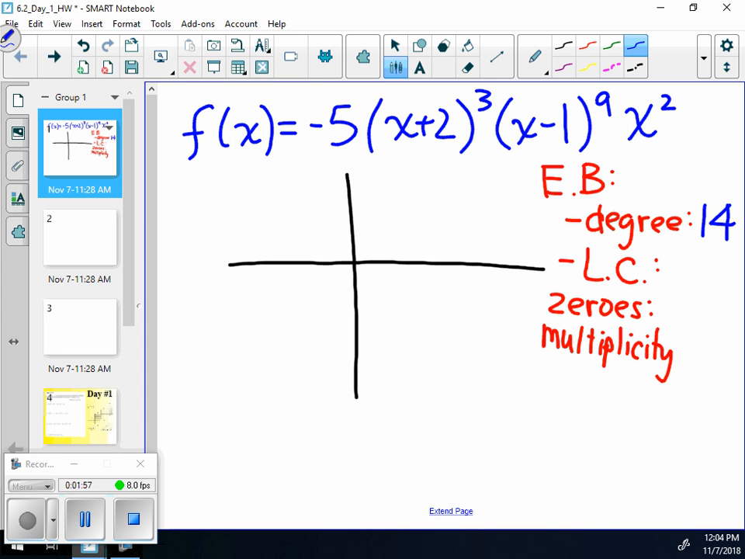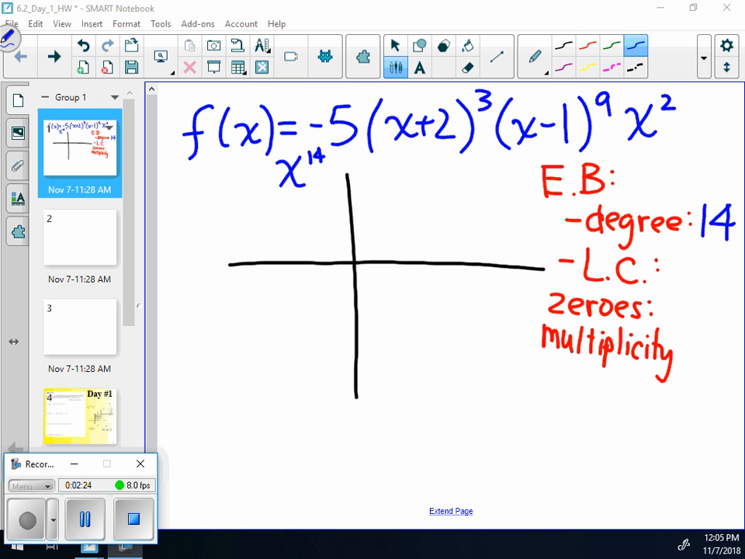So the degree is just looking at the exponents. So we have x cubed here, we have x to the 9th here, and we have x squared here. So overall, our highest exponent will be 3 plus 9 plus 2, which will just give us to the 14th power. So our degree is to the 14th power. And I'm going to pause momentarily.